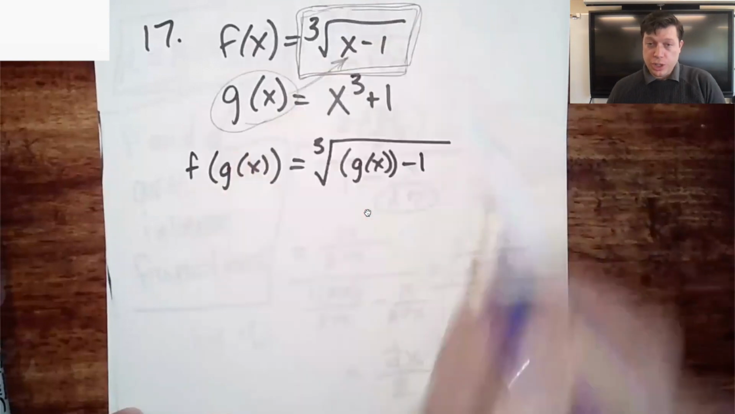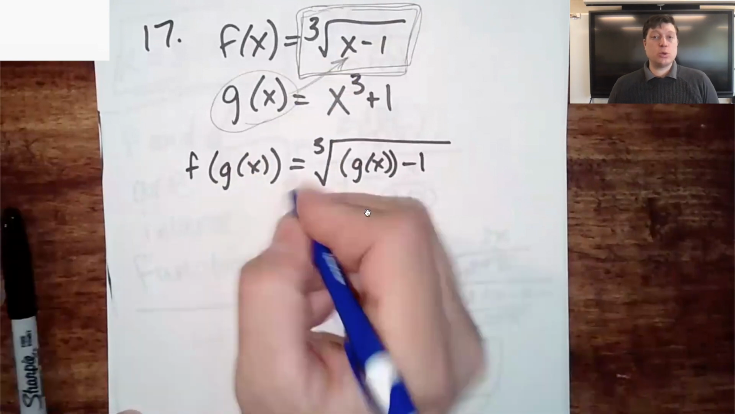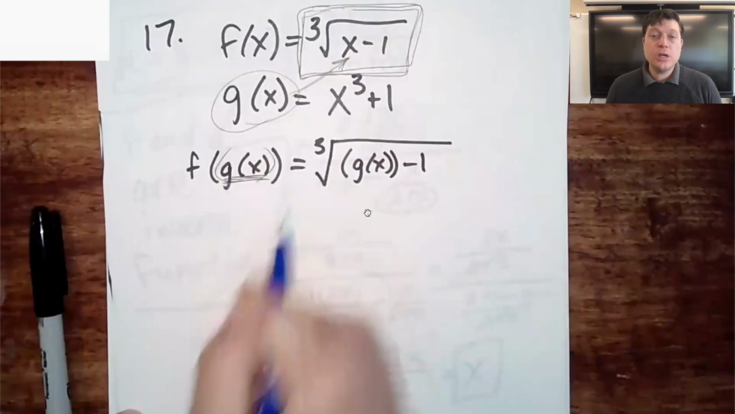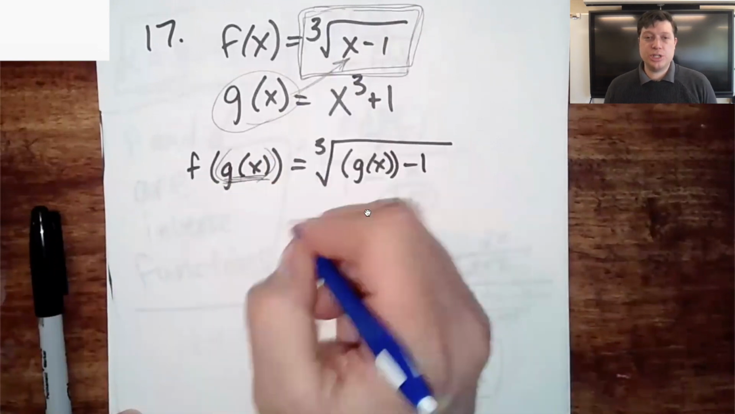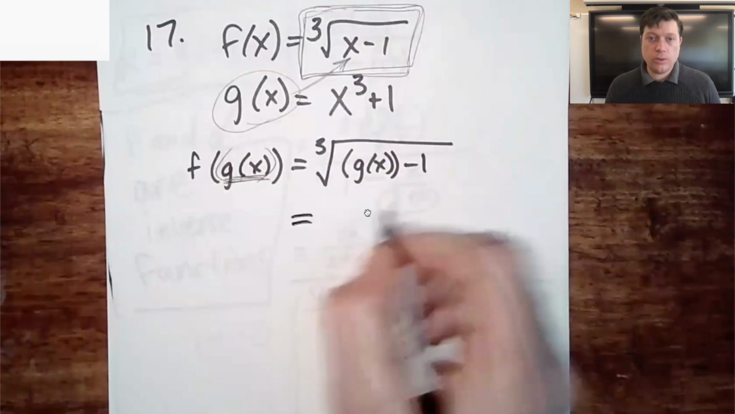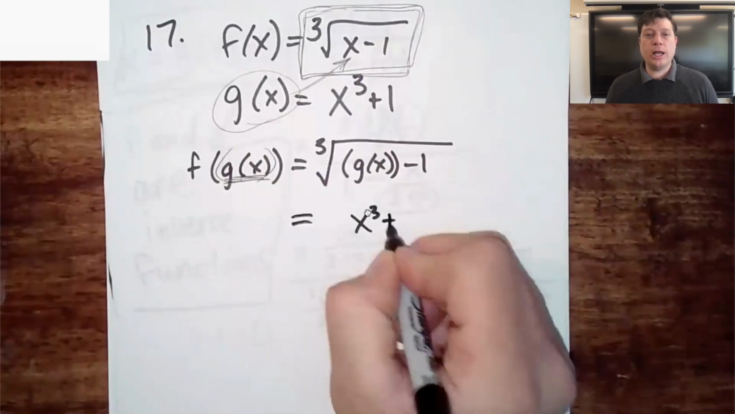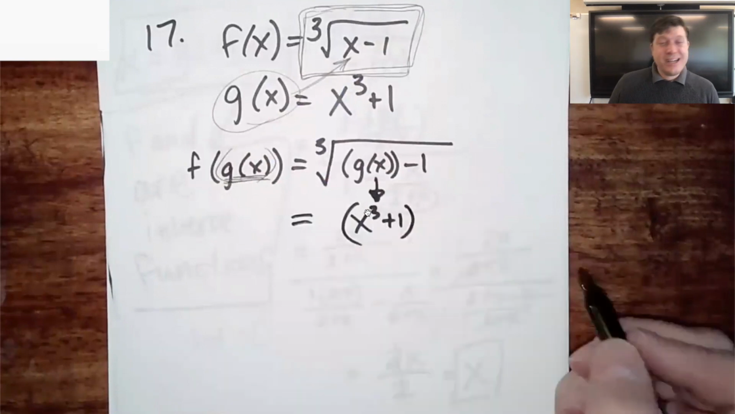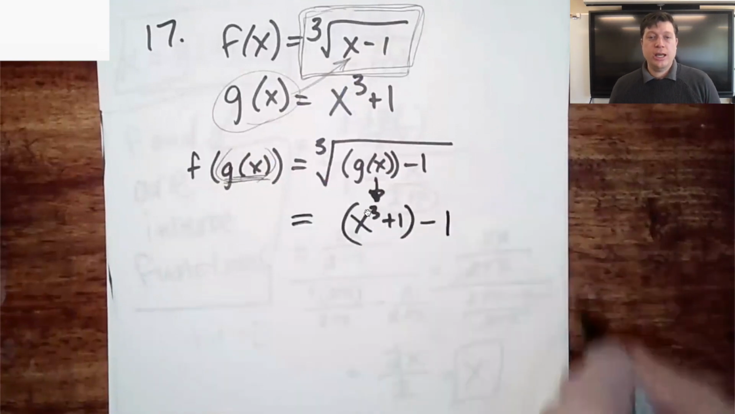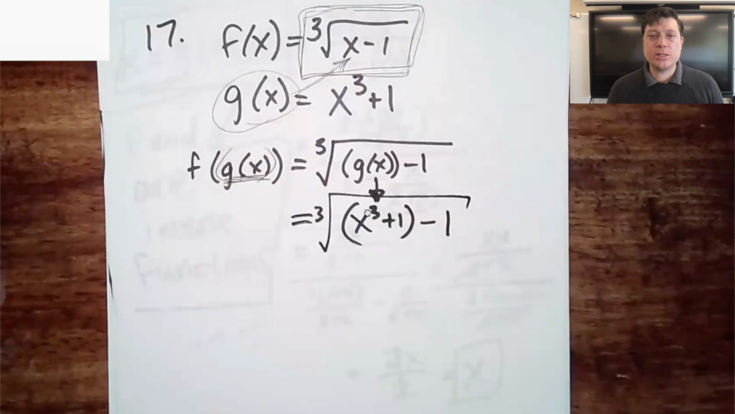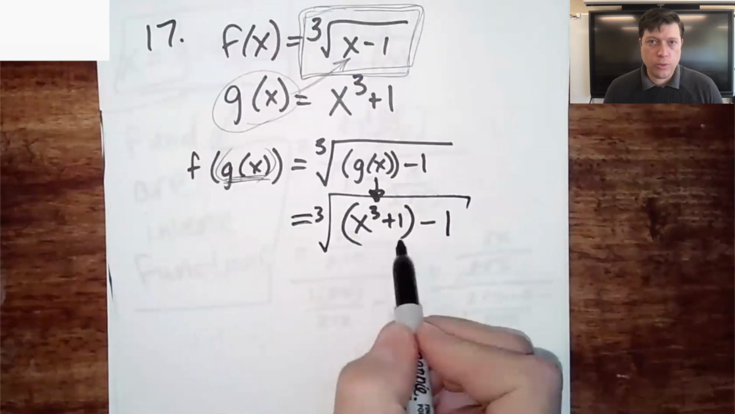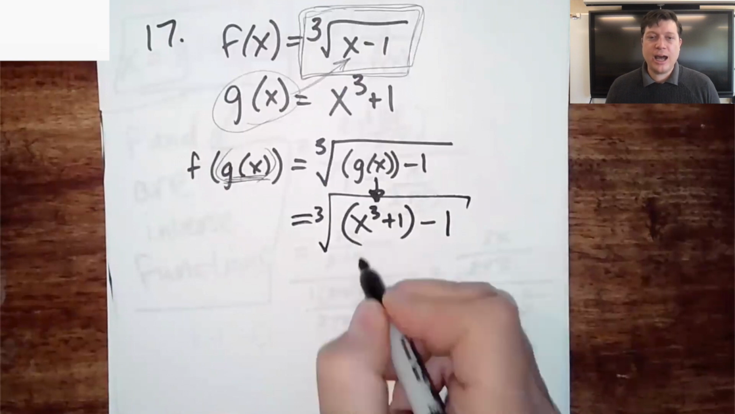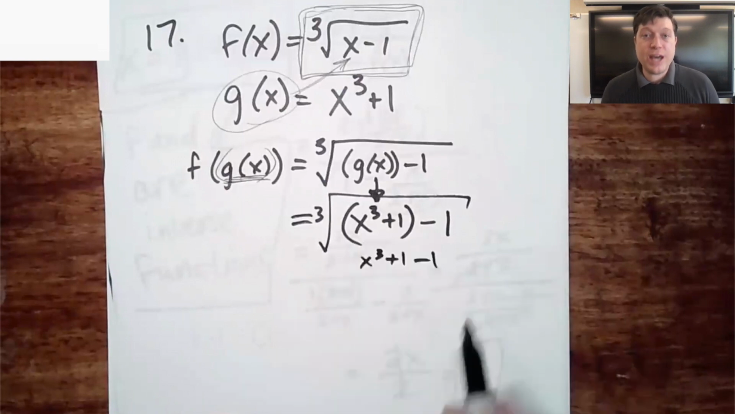Now by substitution, I'm going to replace g of x with the expression that it equals. So I'm going to take x to the third power plus 1 and put that into the g of x space. So I have x to the third plus 1 in parentheses inside the cube radical function, and finishing out the rest, the minus 1, the cube root. If you think about it, those parentheses really don't do anything, so we can remove them and have x to the third plus 1 without parentheses.